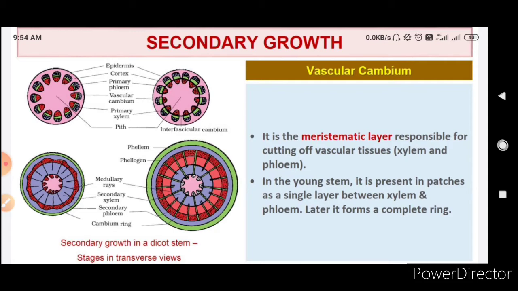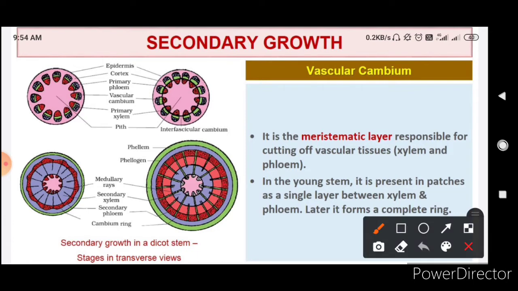Here the green part you can see in every bundle is the vascular cambium, and after that, in this diagram, it forms a ring-like structure, and now this ring grows and the stem increases in girth. So it will form a complete ring, and the ring structure between the two vascular bundles is called interfascicular cambium. It is called what? It is called interfascicular cambium.